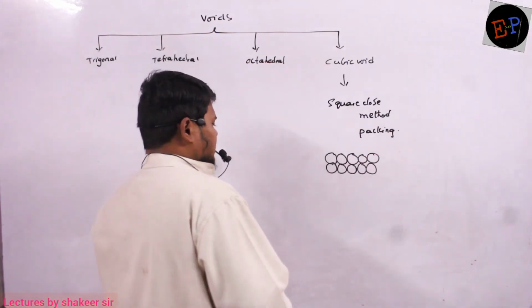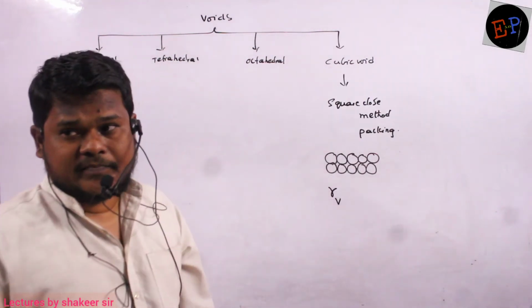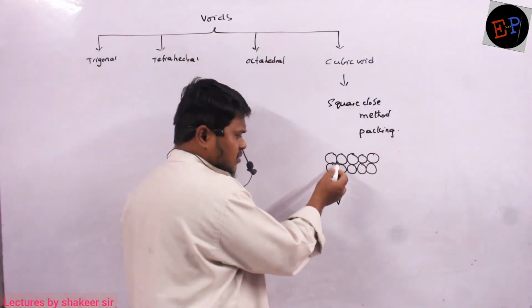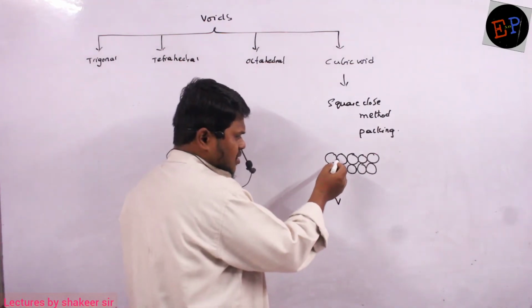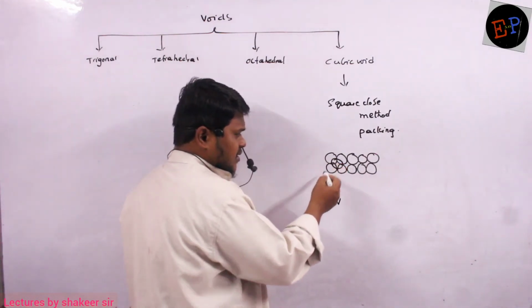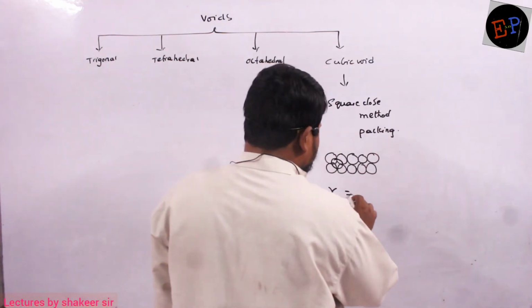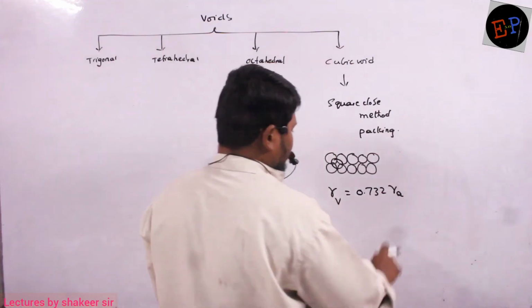And here, what is the radius of the atom which I have to place in the void so that I can cover this void? So here I have this void. What is the shape of this void? Cubical void. So on this void, if I want to place an atom, what is the radius of that atom? That radius is given by RV equals 0.732 times RA.